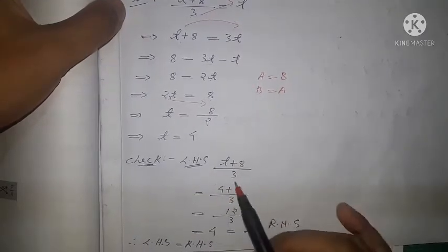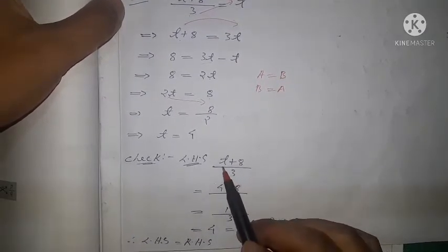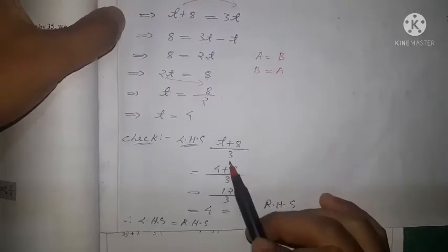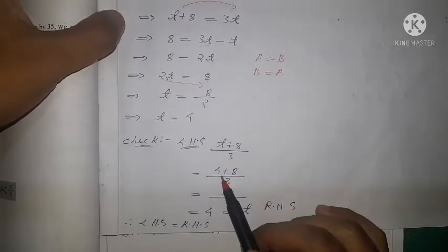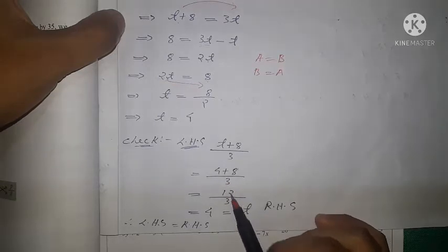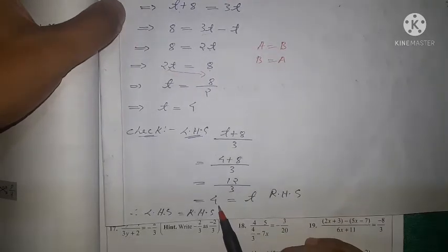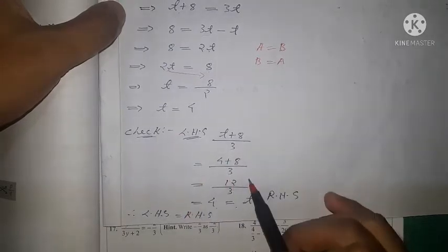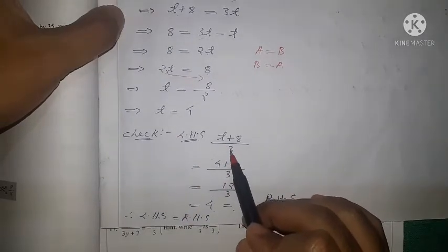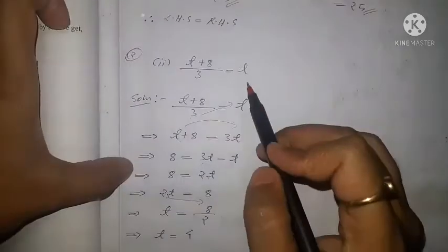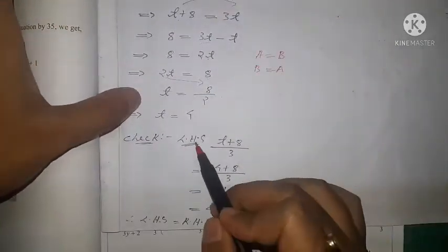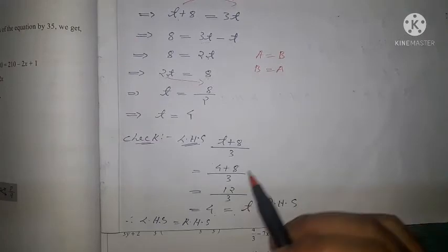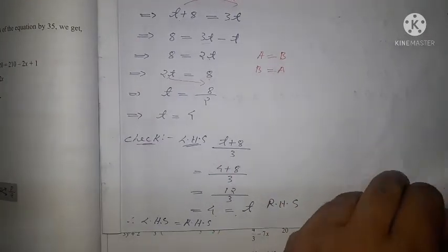So let us check. LHS is t plus 8 whole divided by 3. If we put the value of t as 4, 4 plus 8 is equal to 12. So 12 divided by 3 is equal to 4. This 4 is the value of t, as we have already obtained. So t plus 8 by 3 we got t, which is the RHS. Therefore LHS equals RHS. Hence t equals 4 is the solution of the given equation.